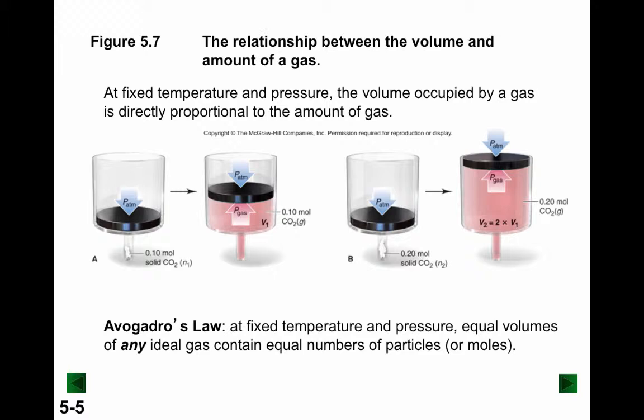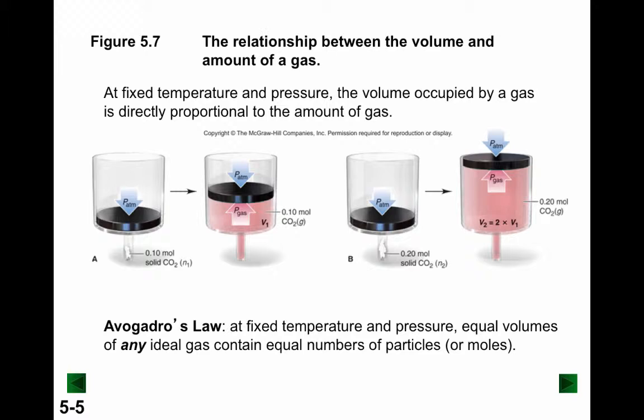To piston B, which is on the right, double the amount of dry ice is added, 0.20 moles, and the frozen carbon dioxide is allowed to warm up, which once again moves the piston up. Notice that it moved twice as far as piston A. What this experiment shows us is that if the amount of gas is doubled, its volume doubles.